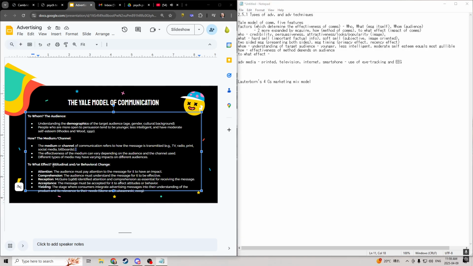Okay, so now they're saying to what effect is attitudinal and or behavioral change. Attention, pay attention. Send a message, reception. So to what effect is how well consumers integrate advertising messages into understanding the right message.